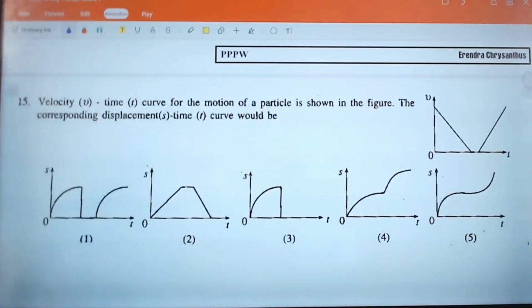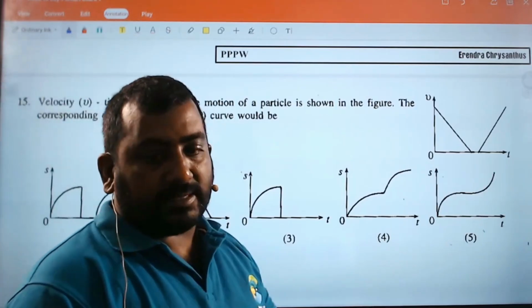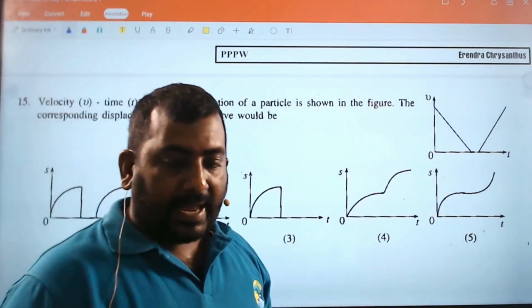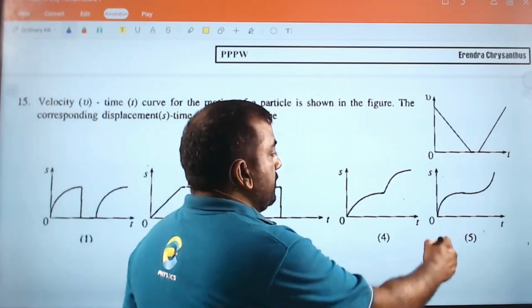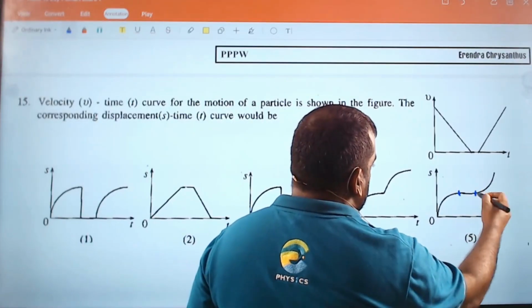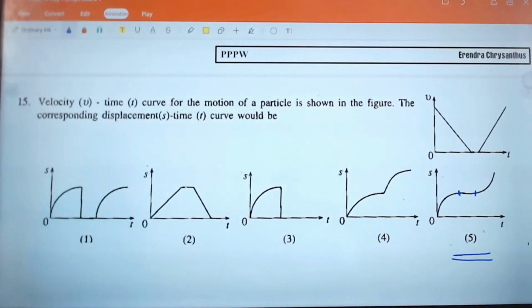MCQ 15. Velocity time curve for the motion of a particle is shown in the figure. Corresponding displacement time graphs. So here there is a deceleration, at rest, acceleration. So deceleration, at rest, acceleration. Correct answer, answer number 5.